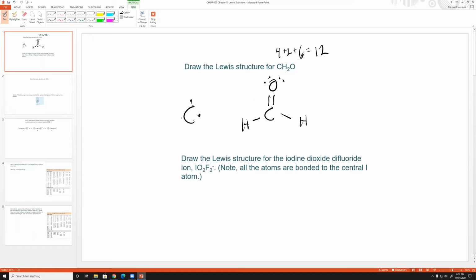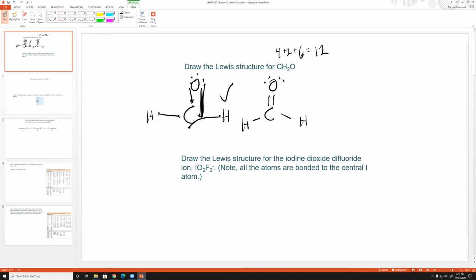If you want to do it from scratch, you'd have your 4 dots there, 1 dot on each hydrogen, and your 6 dots on your oxygen, and the only way for the octet rule to be met with the oxygen and the carbon is for a double bond to form between oxygen and carbon, and a single bond between each hydrogen and the carbon. Okay, so now a little bit more complicated one.